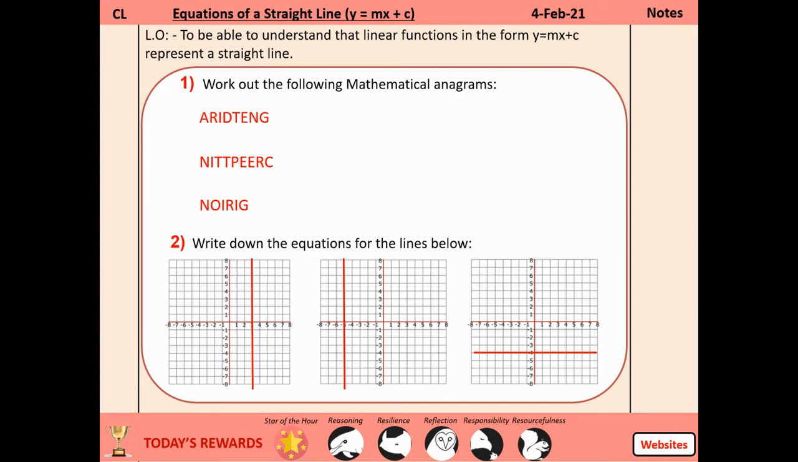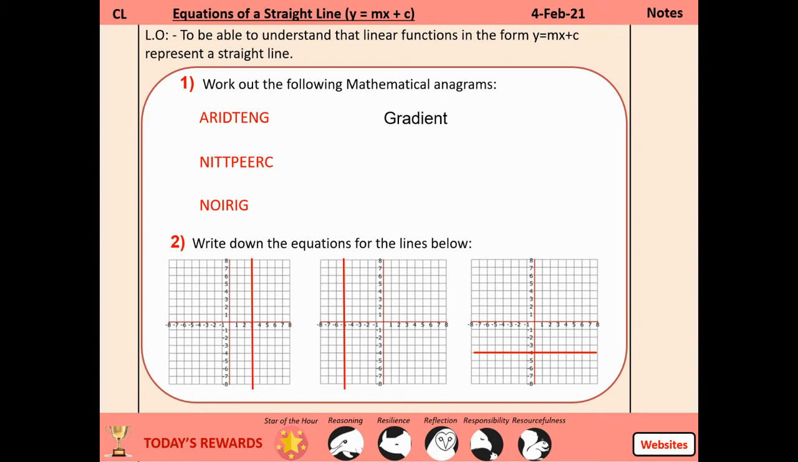work out the following mathematical anagrams, and for question 2, write down the equation for these lines below. What are those equations? Please pause the video, then press play when you're ready to carry on. Okay, what is the first word? It's all muddled up. It's gradient.